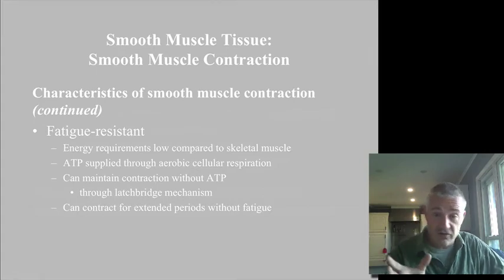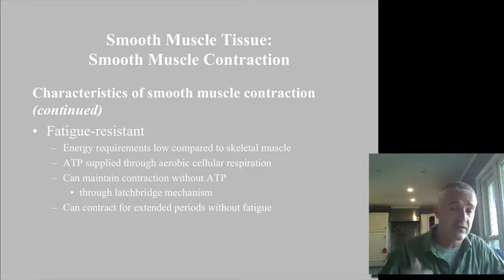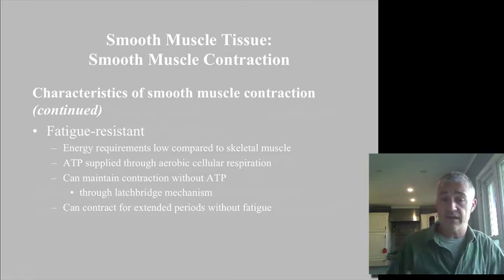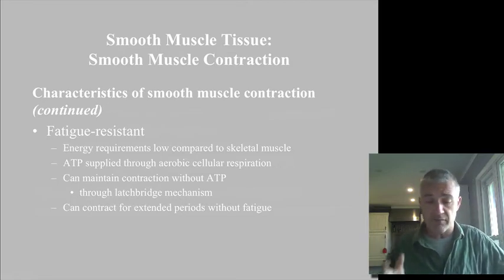So energy requirements are much lower. We can do this almost entirely through aerobic mechanisms. And because we have that latch bridge mechanism, we can maintain a contraction without continuous use of ATP, which means we can keep this muscle contracted for a long time before it will fatigue.